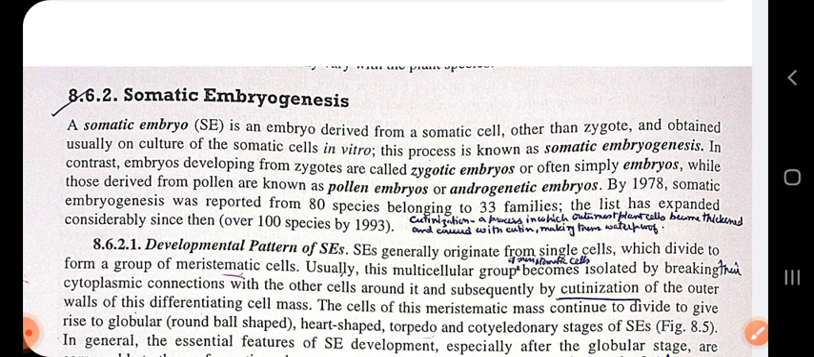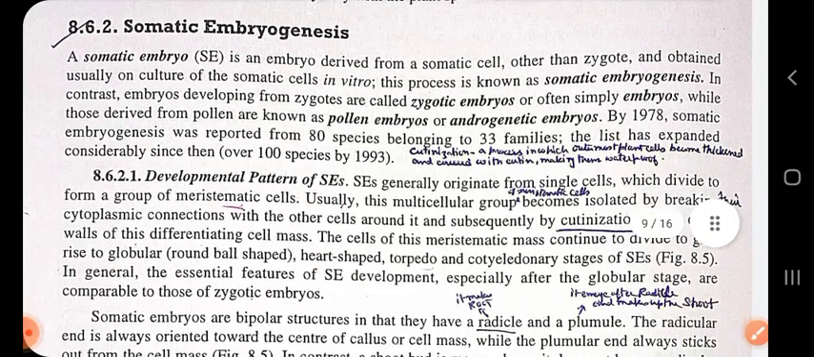Now, in zygotic embryos, we know that there is a contribution of the genome of the male and female. But here in somatic embryos, they are embryos developed fully from the somatic cells. No sexual reproduction. Now, the development pattern of somatic embryos, or SE.